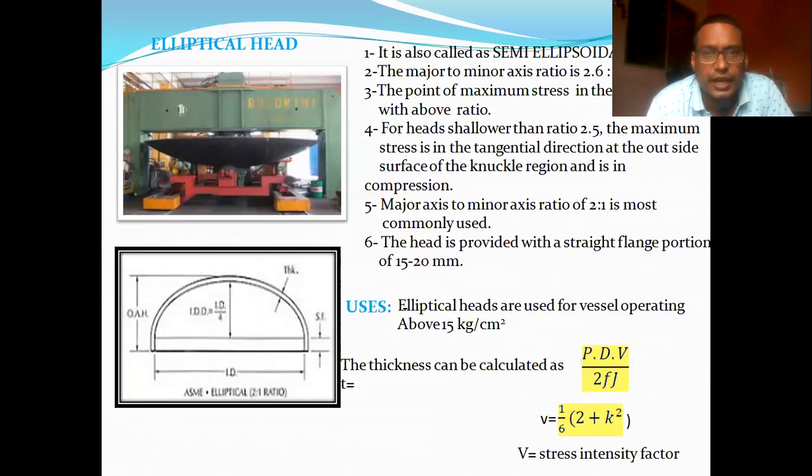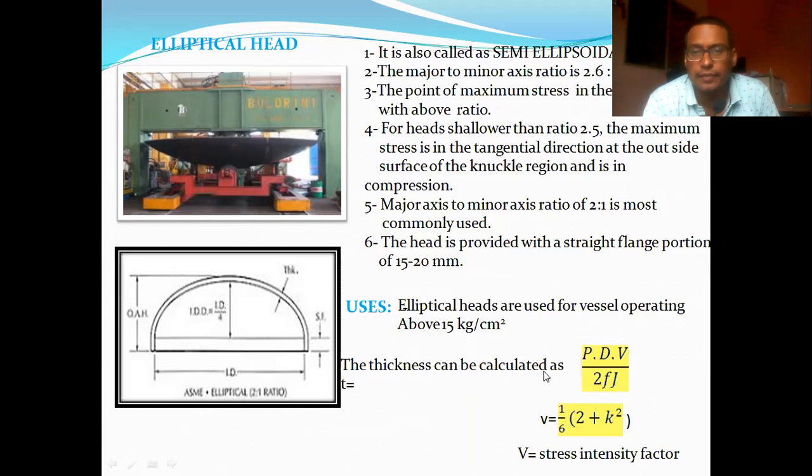Then the elliptical head, that is also called the semi-ellipsoidal head. The major to minor axis ratio is 2.6:1 or 2:1. That is, the major axis is 2.6 and the minor axis is 1 times. Generally these vessels are used above 15 kgs per centimeter square. Elliptical heads are used above 15 kgs per centimeter square.